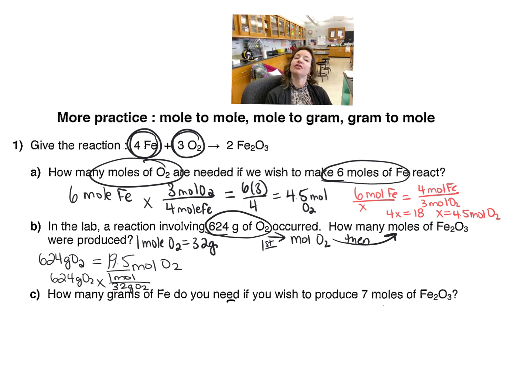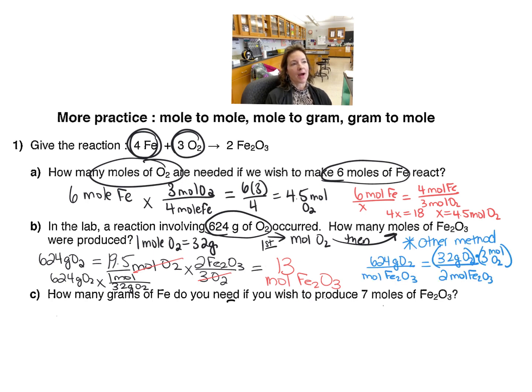Then, after I've done that step, the next step is to use the mole to mole ratio. When I use the mole to mole ratio, that's going to get me from moles of oxygen over to moles of the other material. So I'm going to be using the ratio that for every 3 moles of oxygen, there are 2 moles of iron oxide. When I solve that, I'm going to get 13 moles of iron oxide.